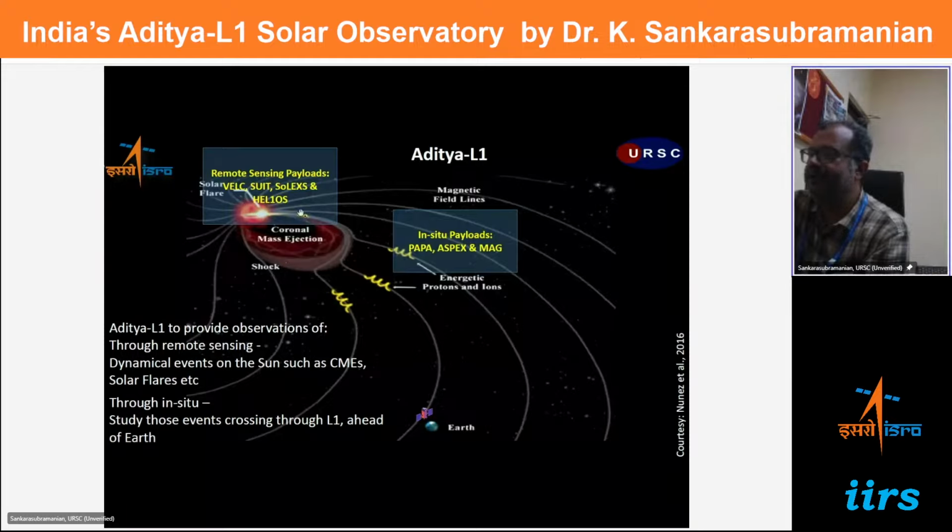You do get how the CMEs and the solar flares are happening on the sun, and you also get how the solar wind is probably in the interplanetary medium. So all these 4 plus 3 instruments together will start to look at the connection between the sun and the interplanetary medium. That is what this Aditya is going to carry forward.